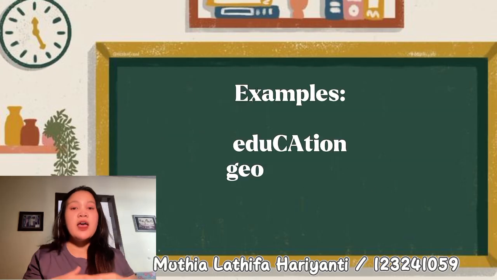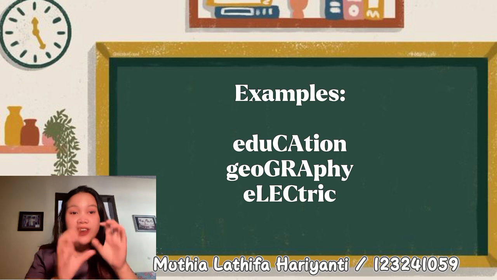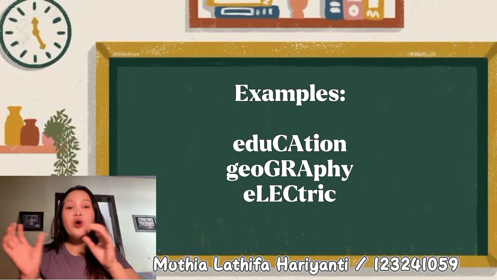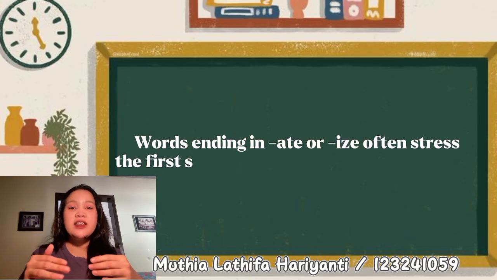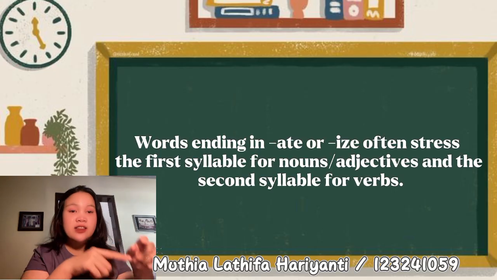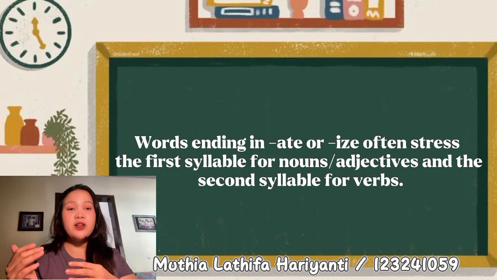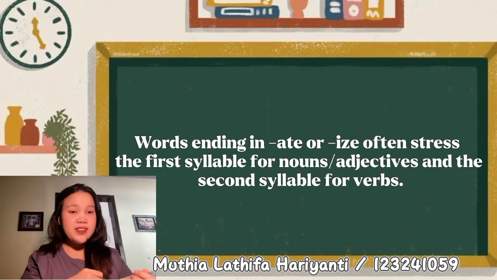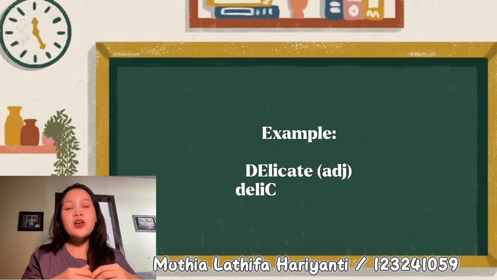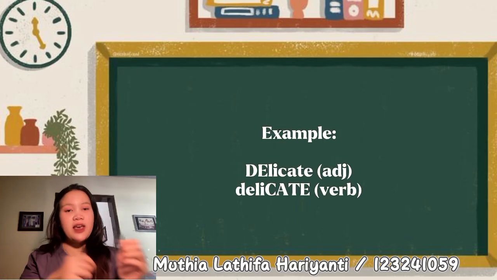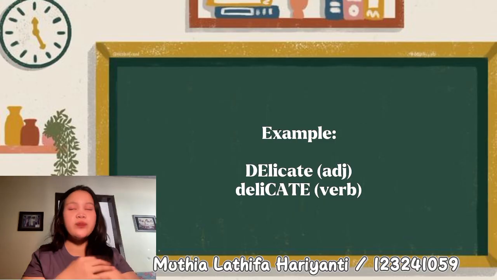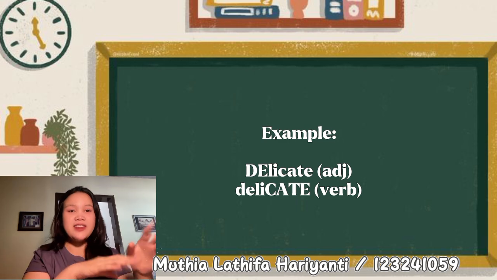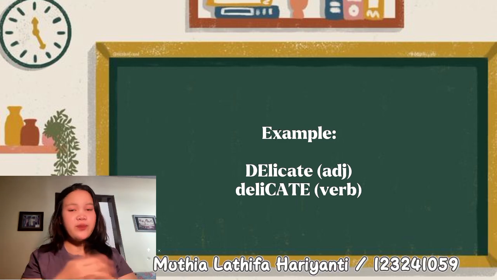For example, education, geography. So the words ending in -ate often stress the first syllable for nouns or adjectives and the second syllable for verbs. Okay, for example, we have delicate, it's an adjective. And delicate, it's a verb.